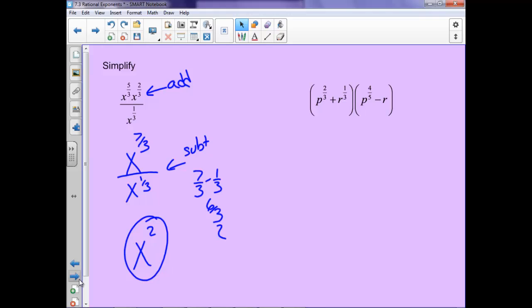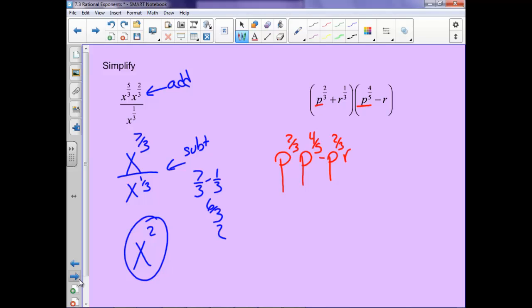This one, now we just need to distribute. So we'll have p to the 2/3 times p to the 4/5. And here, I'm actually just going to write it the long way first. And then we'll have minus p to the 2/3 times r, plus p to the 4/5 times r to the 1/3, minus r times r to the 1/3. Now when we multiply bases, we want to add our exponents. So here we'll have 2/3 plus 4/5, common denominator.